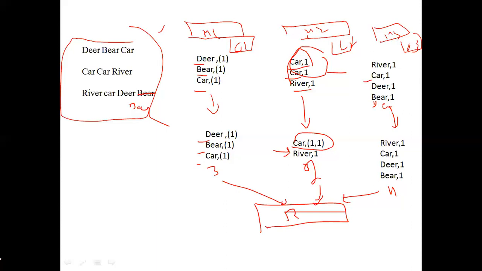So now we have seen 4 classes: reducer class, mapper class, driver class, and now the combiner class. Next, we have to see another important part of the MapReduce program, that is the partitioner. We will discuss that in the next class.